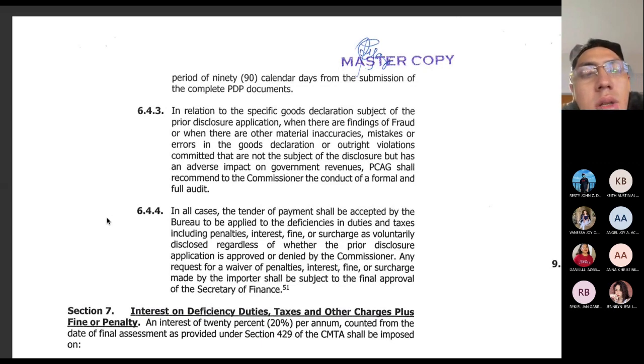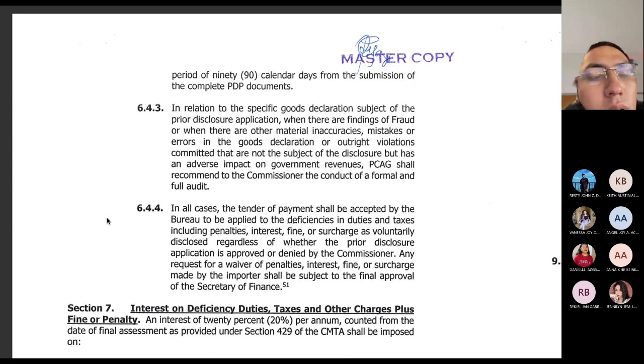6.4.3 In relation to the specific goods declaration subject of the prior disclosure program, when there are findings of fraud, or when there are material inaccuracies, mistakes, or errors in the goods declaration or outright violation committed that are not subject of the disclosure but have an adverse impact on the government revenues, PCAG shall recommend to the Commissioner the conduct of a formal and full audit.